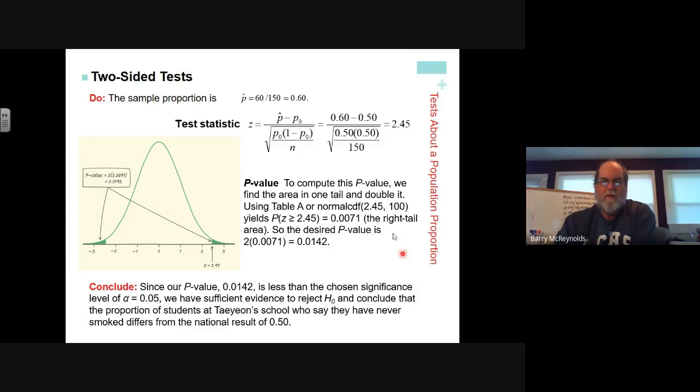Now, we do know that his sample proportion was 0.6, which was above 0.5. But it is possible, from what we have done here, that the true population proportion is below 0.5. We don't know that at this point. And so, if we calculate a confidence interval, then we could know whether it's above or below that.